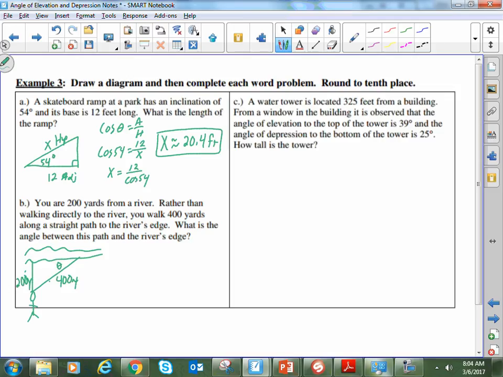So from the angle, we are using the hypotenuse, and this is the side opposite of it. Opposite and hypotenuse say use sine. So sine of theta gives me opposite over hypotenuse. In this case, we're looking for theta, so I'm going to say the inverse sine of the opposite side over the hypotenuse. Substitute my values, and I'm going to get 200 over 400. Type that into your calculator, and you'll get 30 degrees exactly.